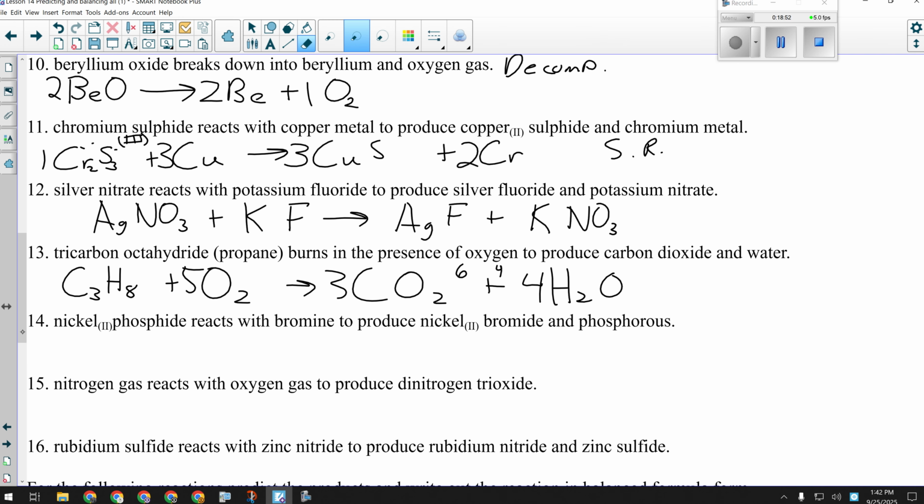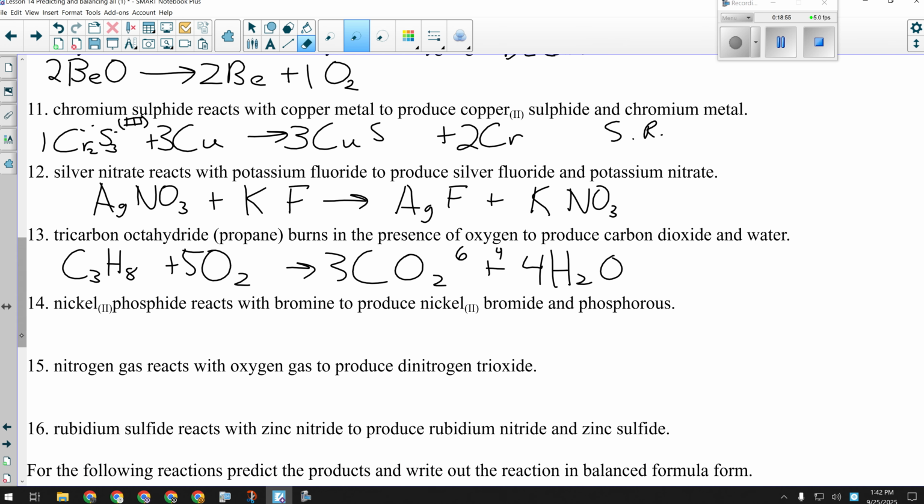All right, for 14, nickel 2 phosphide. So we've got Ni with the 2 plus charge. It is going with phosphide, which is a -3, so we'll have Ni3P2. Okay, and it reacts with just bromine, which is a special element, so I need to put Br2. And that is going to produce nickel 2 bromide. All right, so Ni plus 2, bromine minus 1, so NiBr2, okay, and phosphorus.